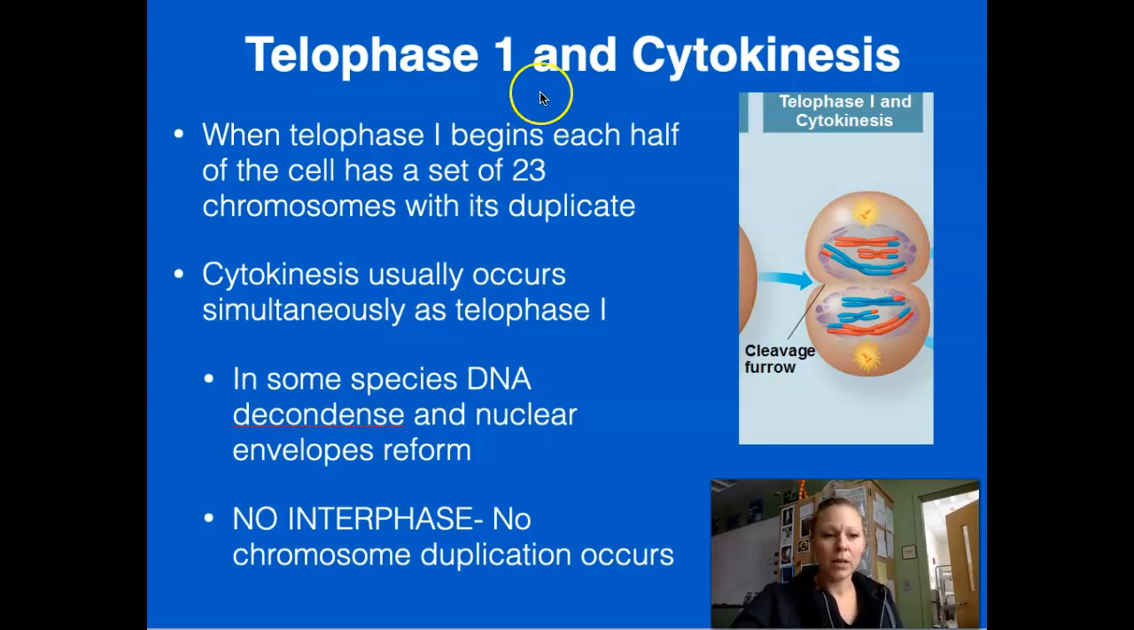Telophase 1 and cytokinesis. When telophase 1 begins, each half of the cell has a set of 23 chromosomes with its duplicate. Just like we said, we have 23 chromosomes with a sister chromatid that is not identical. Cytokinesis is usually happening simultaneously with telophase 1. In some species, the DNA will decondense and the nuclear envelope will reform. But please remember that there is no interphase. We're going straight into meiosis 2.